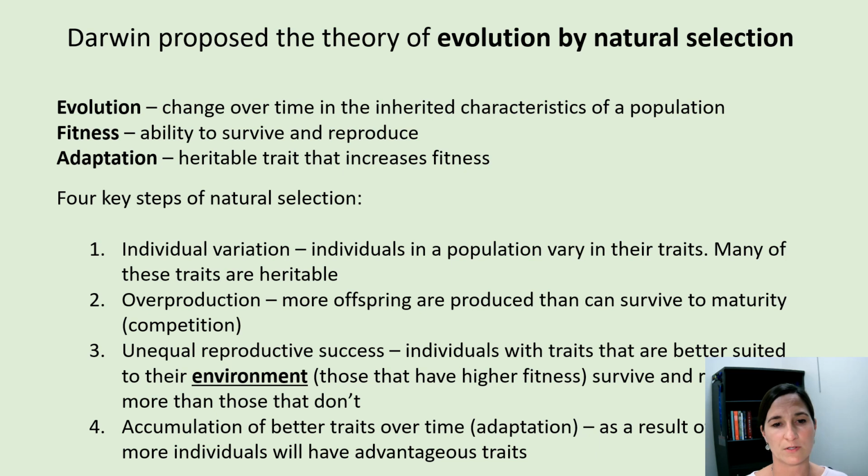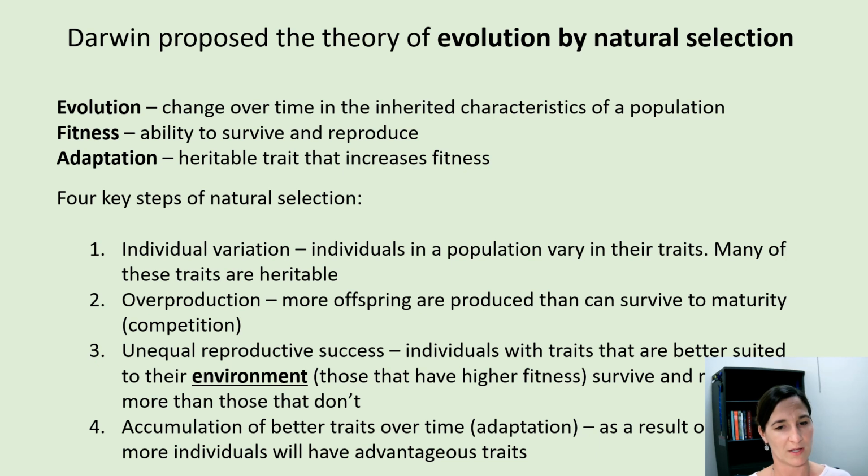The second thing that he noticed was there's often overproduction, right? More offspring are produced than can survive to maturity. An organism, especially insects, may have hundreds of offspring. Not all of them are going to live. Think about those baby turtles you see. When they hatch, they all go to the ocean. Many of them get picked off by predators, right? So in general, organisms are going to produce more offspring than can survive. So that's competition.